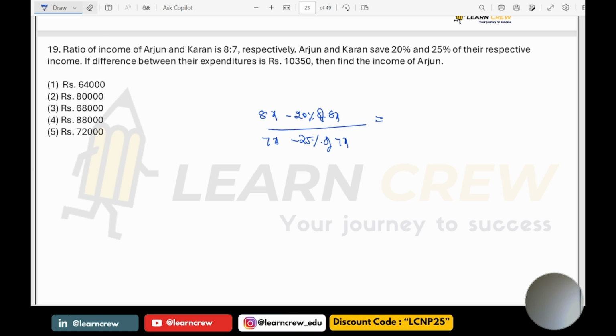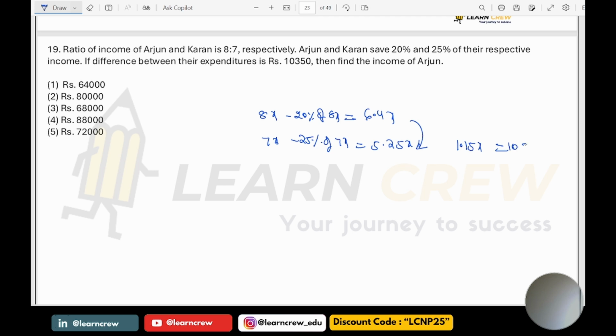So let me take individual values. The first one is the expenditure of Arjun. The second one is the expenditure of Karan. First one is 6.4x. Second one is 5.25x. The difference between them is nothing but 1.15x.